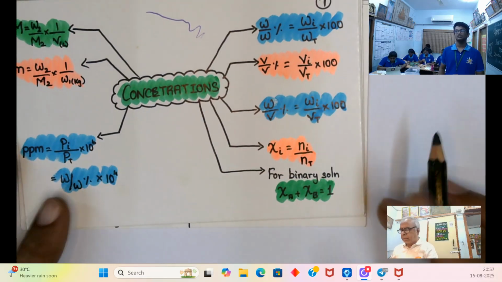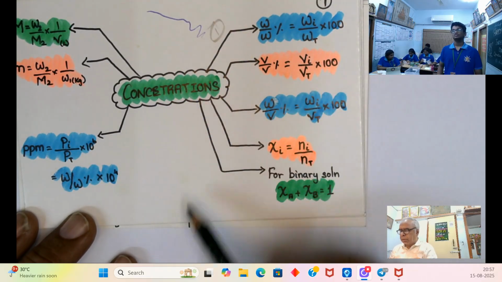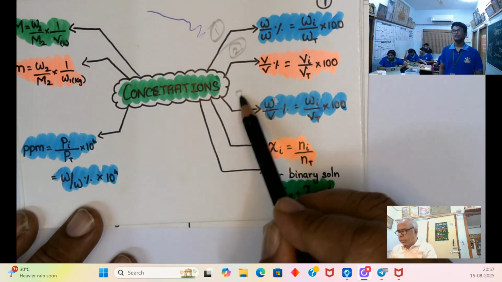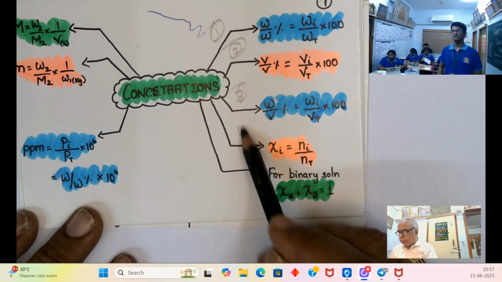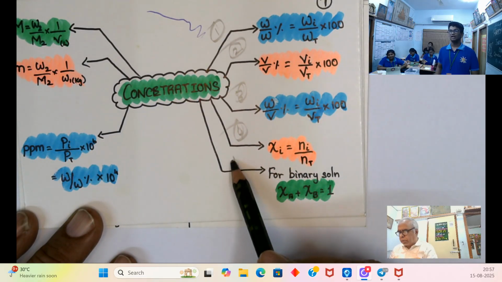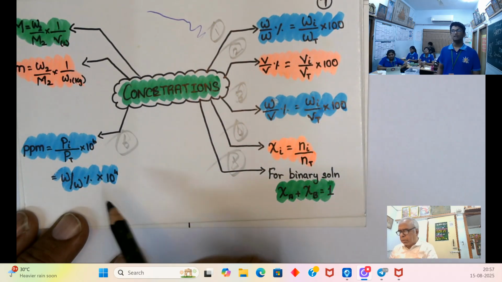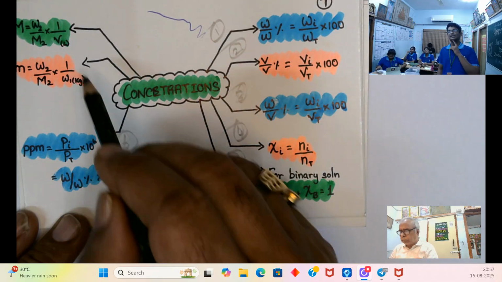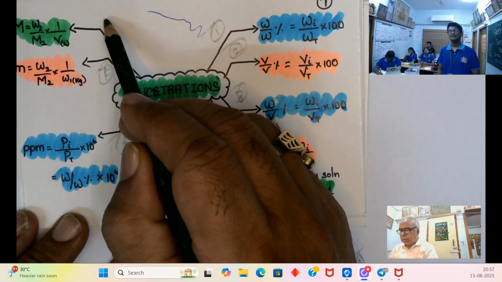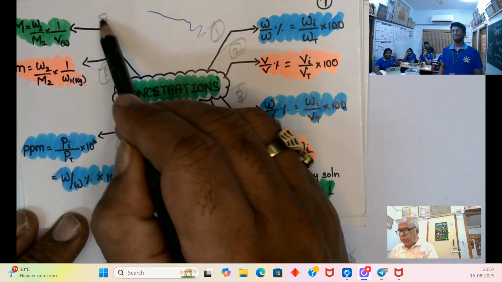And this is the concentration formulas, sir. The expressions for concentration: the first one is mass percentage, the second is volume percentage, the third is mass by volume percentage, then mole fraction of a binary solution, then parts per million, then molarity, and then molality.